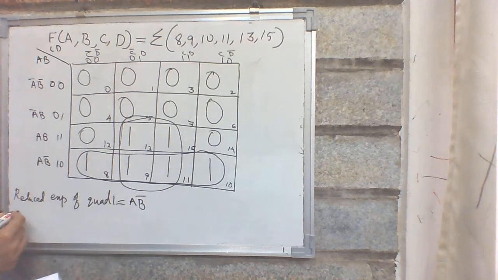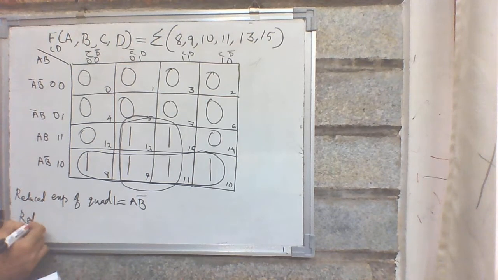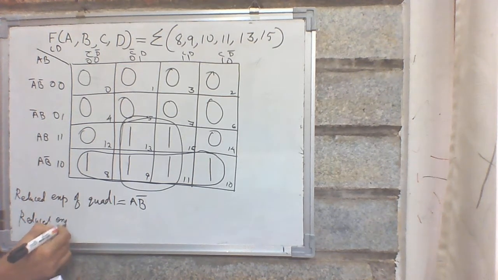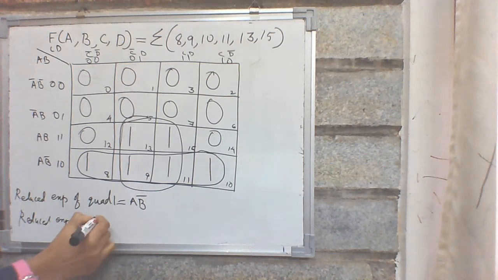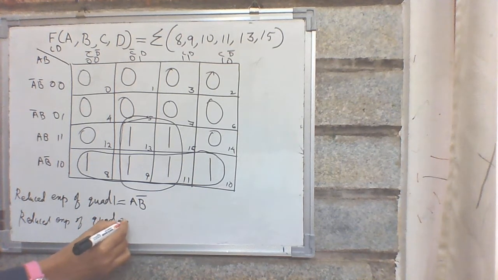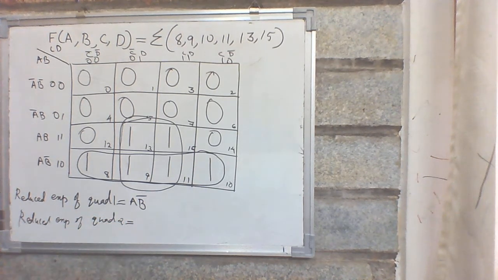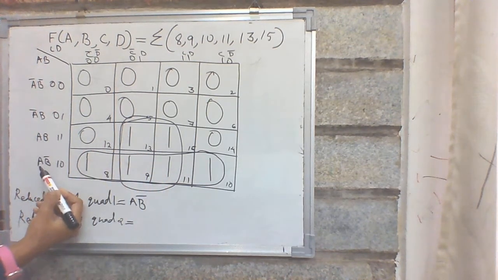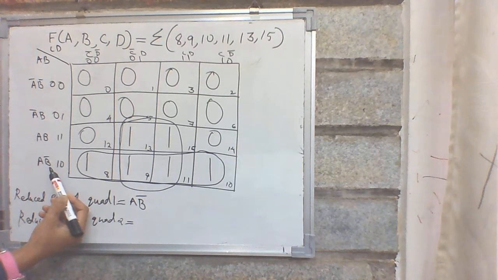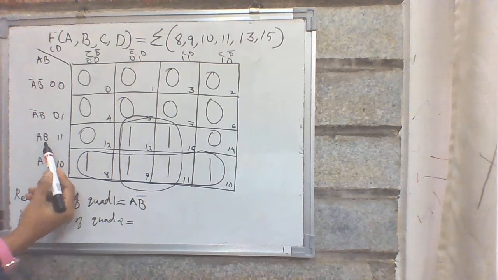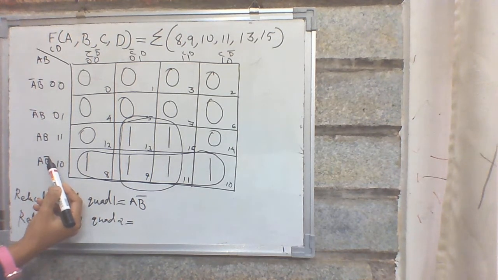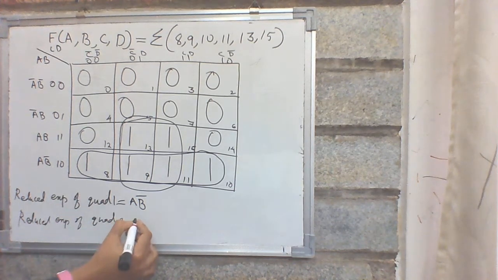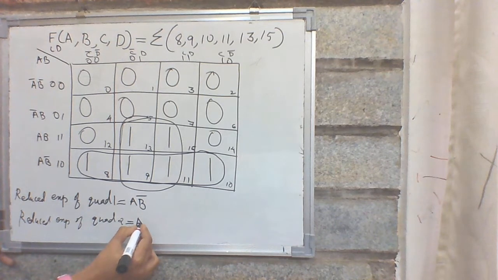Then reduce the expression of quad 2. How can you find the reduced expression? See the left side: AB and AB bar. Which variable is changing? This B is changing to B bar. So we can remove that variable B. Remaining thing is A, so put that A.